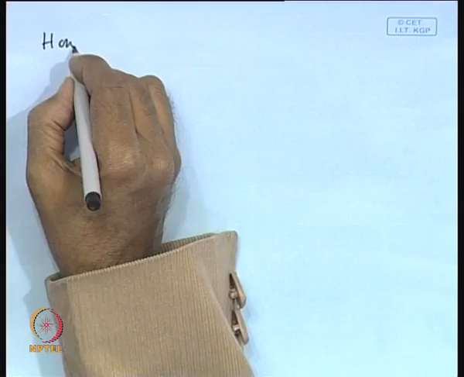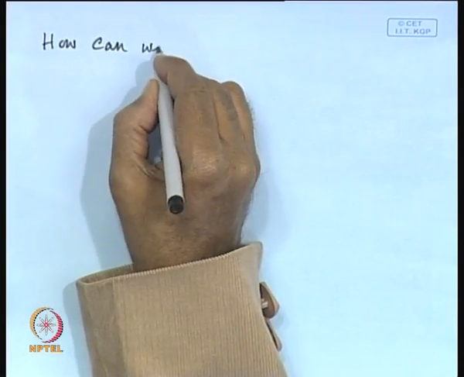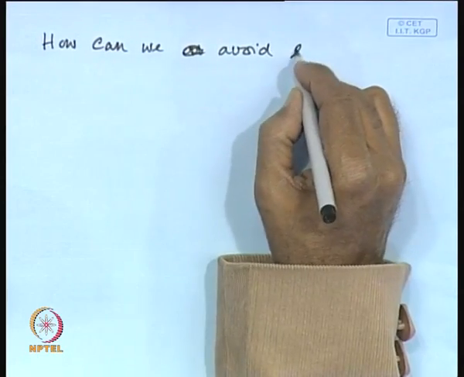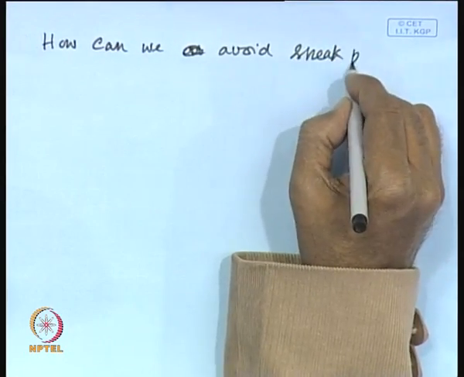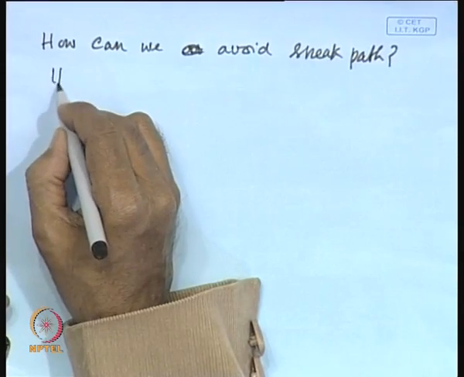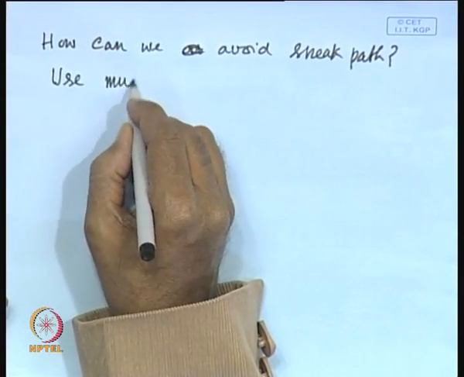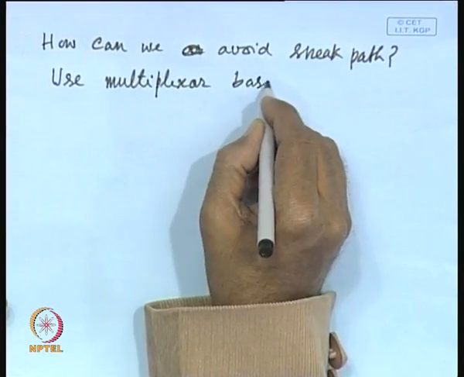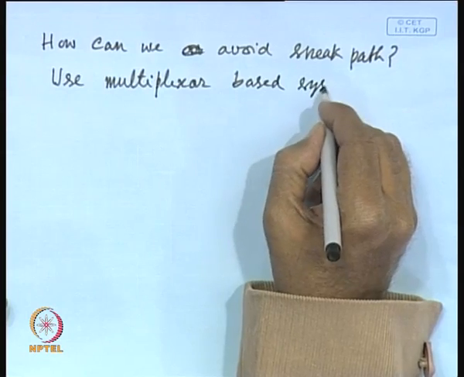How can it be avoided? So, how can we avoid sneak path? Sneak path can be avoided by using multiplexer based circuit design. So, use multiplexer based system design.